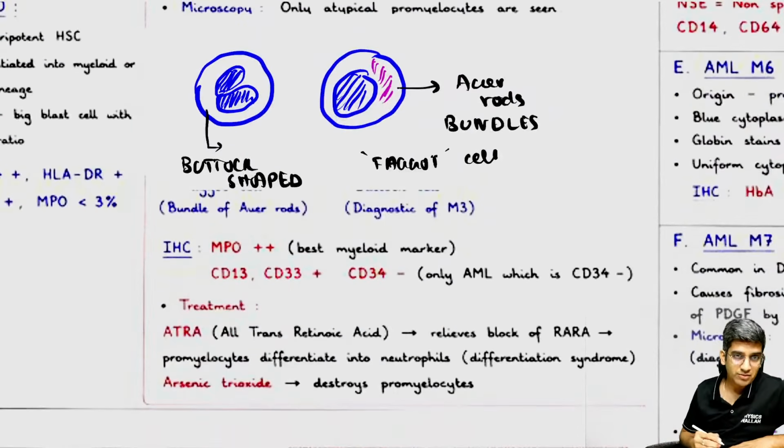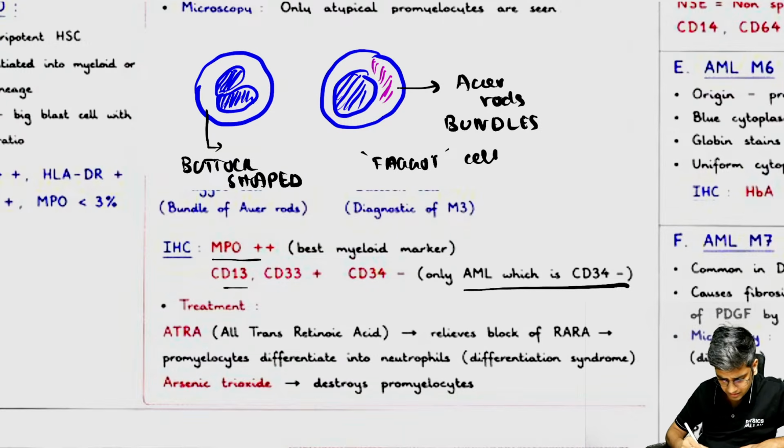The marker is also unique. This is the only leukemia which is CD34 negative because it doesn't start from the blast. They are CD34 negative, very, very unique, right? They are completely MPO positive, CD13 and CD33 positive, but they are CD34 negative.